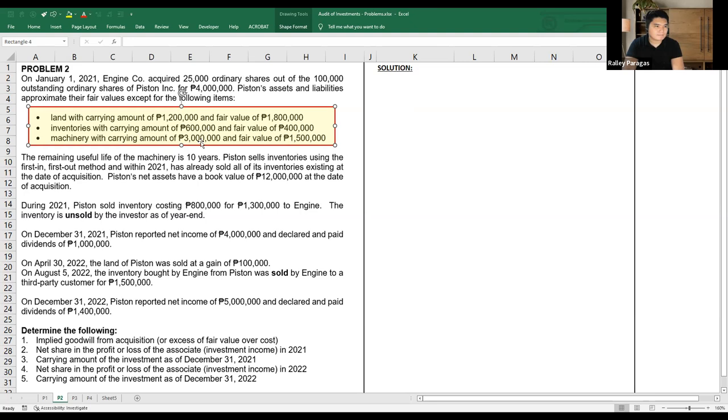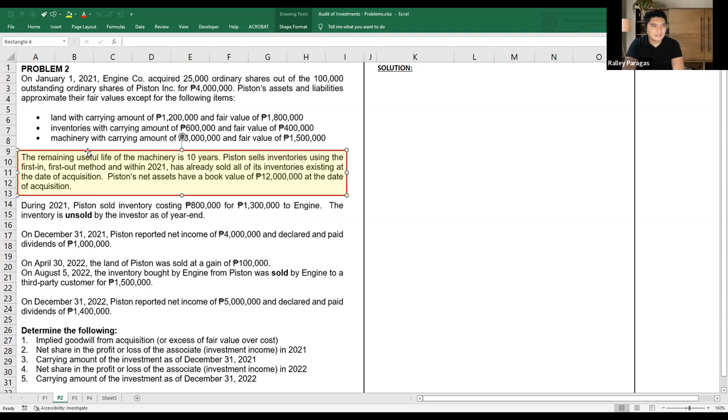Okay. Next section tayo dito. The remaining useful life of the machinery is 10 years. Okay. Piston. Sales. So sino si Piston? It's our investee, no? Sales inventories using the first in, first out method. And within 2021, it has already sold off all of its inventories existing at the date of acquisition. Piston's net assets have a book value of 12 million at the date of acquisition.